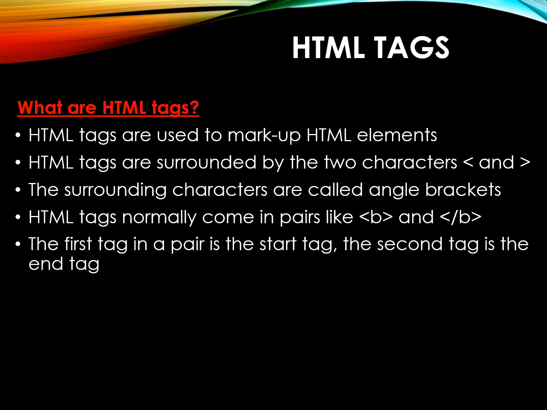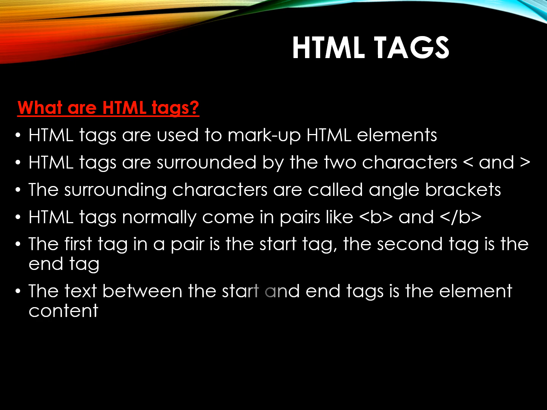The first tag we call the on tag, or the starting tag. If you have this B, you can see here, this is the starting tag. This is the ending tag, or the off tag. So this one is the starting tag, and then this is the ending tag. The text between the start and end tags is the content, right?